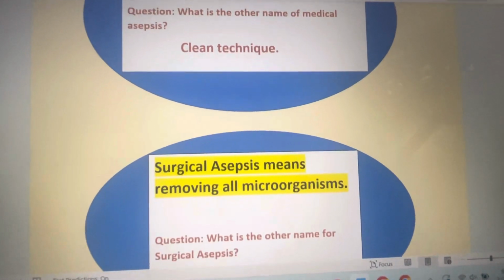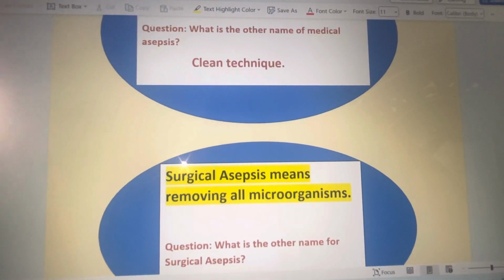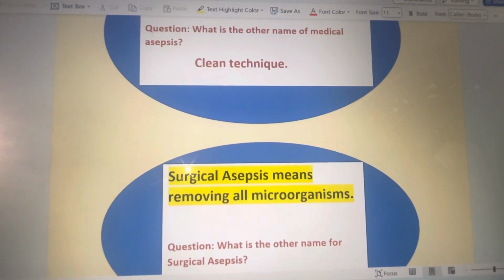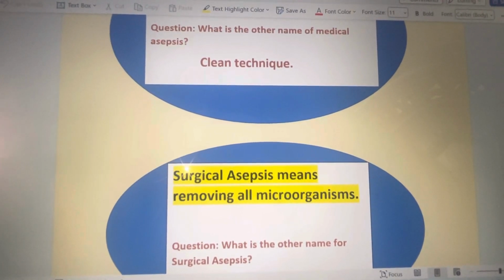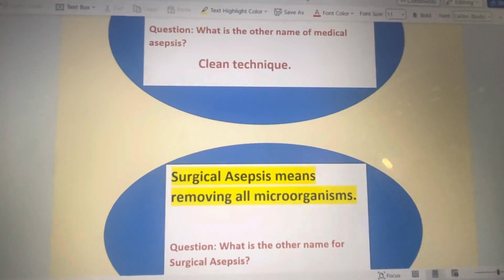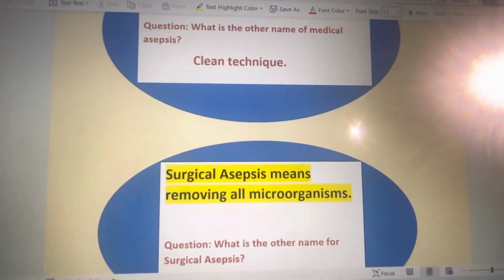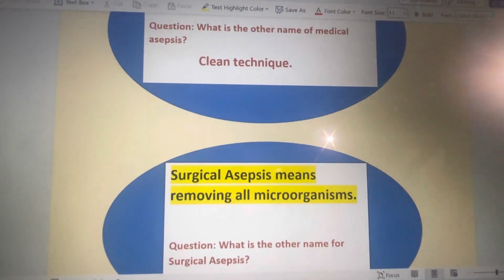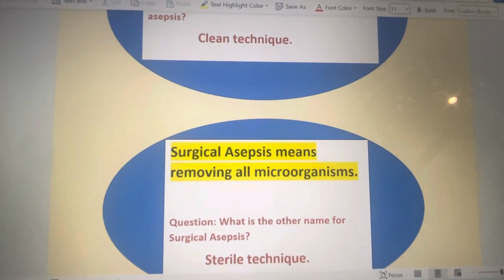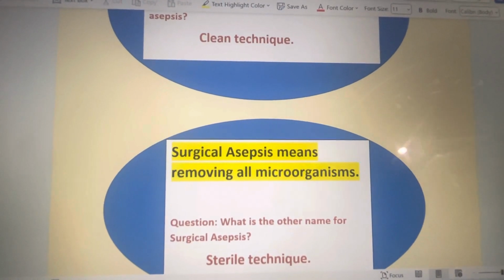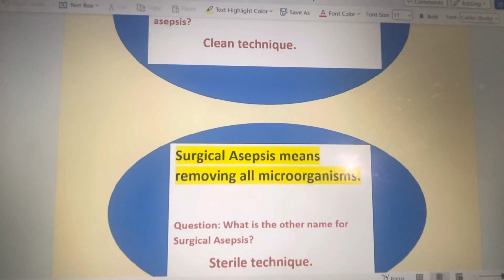And when we talk about surgical asepsis, if we look at the word surgical, what comes to our mind? Surgical, surgery. So when we go to the surgery room, what do we expect? Do we expect the surgery room to be clean, or do we expect the surgical room or the surgical procedures to be sterile? Obviously, we want them to be sterile. So this is the difference between the two.